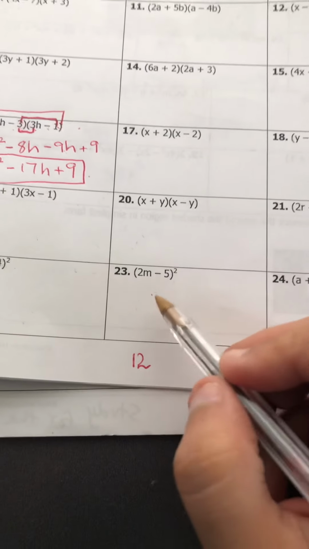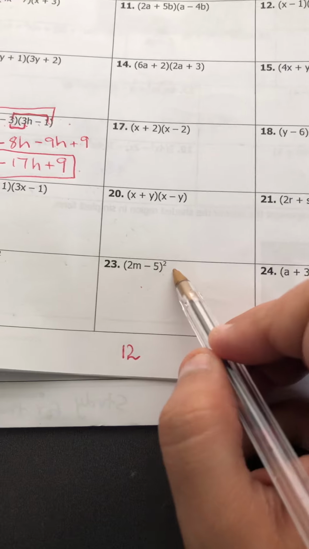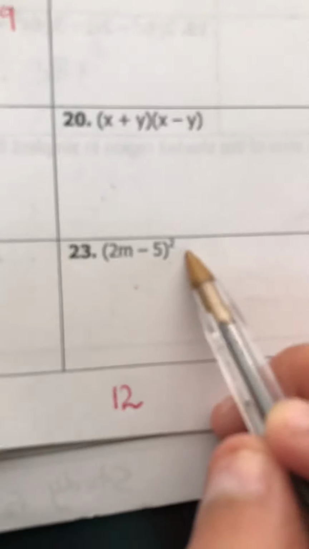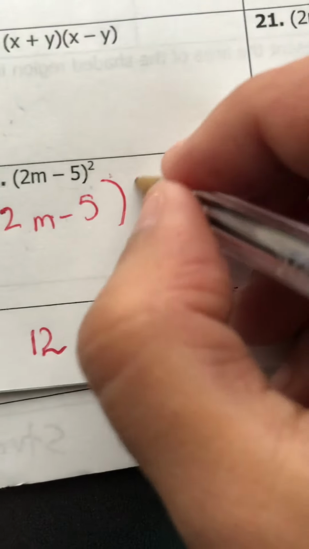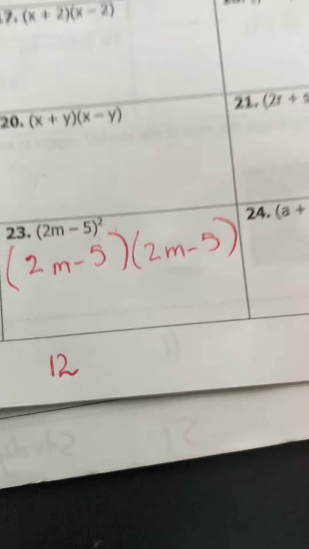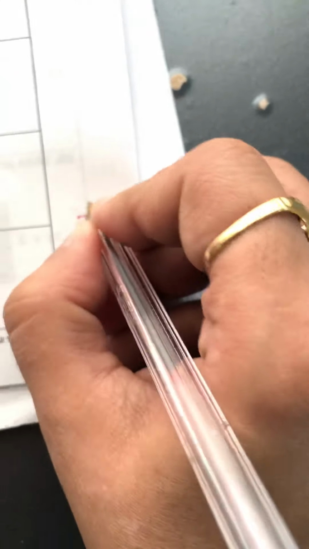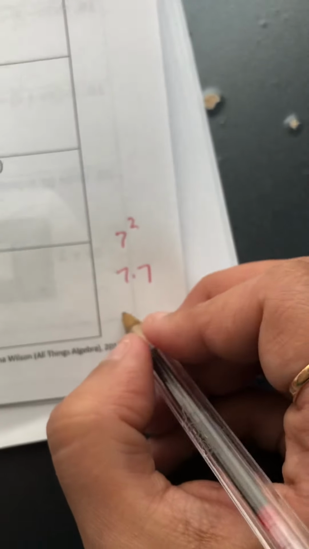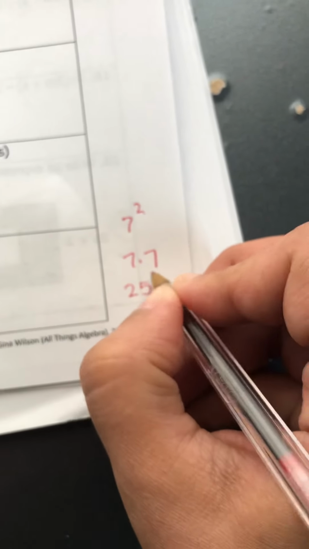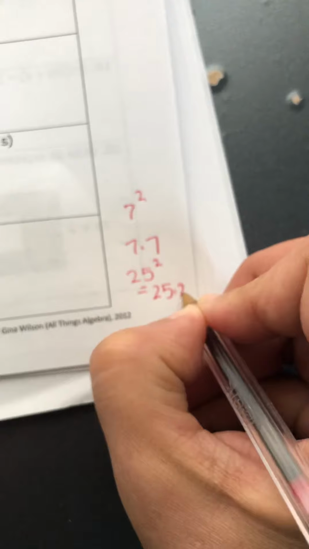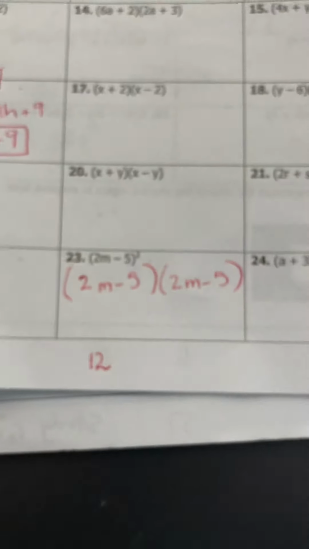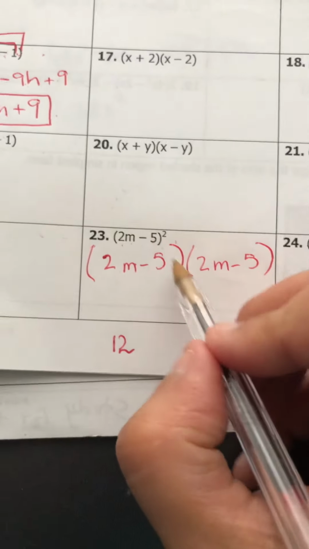The last question I'm going to do here is this one: 2m minus 5, to the power of 2. Because it's to the power of 2, this means I'm multiplying 2m minus 5 times 2m minus 5. Because when I write 7 squared, this means 7 times 7. If I write 25 squared, this means 25 times 25. In the same way, this whole square means 2m minus 5 times 2m minus 5.